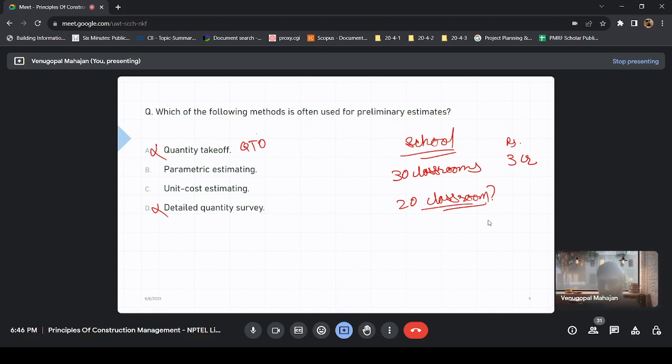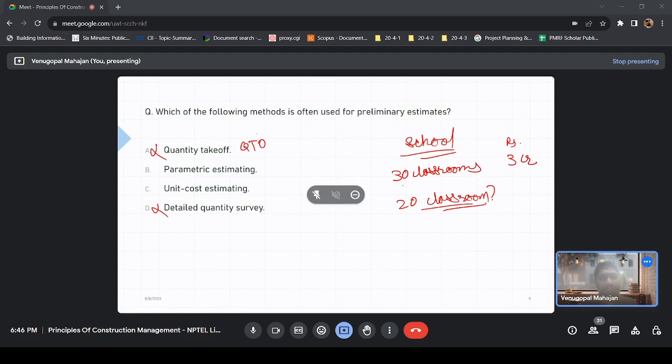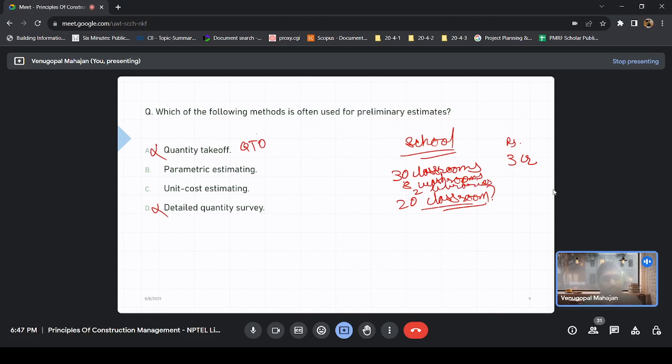Sir, as per linear consideration. Okay, so what if I told you that there were 8 washrooms. There were two libraries. Now, what do you think? Now, can you calculate the cost for a 20 classroom school? No, sir. Why not? The parameter has changed, sir.